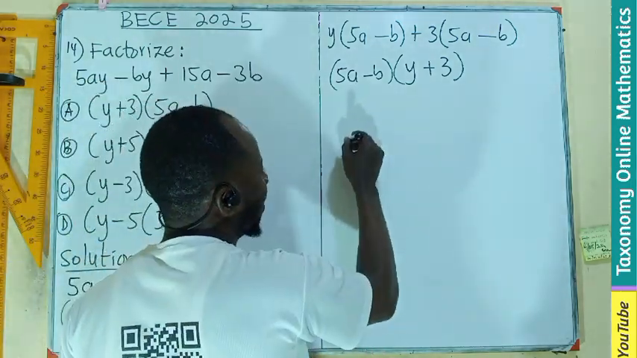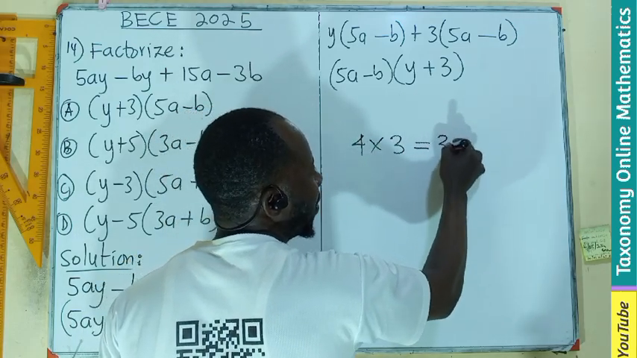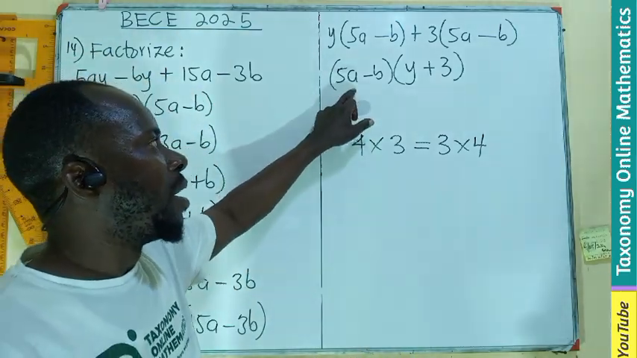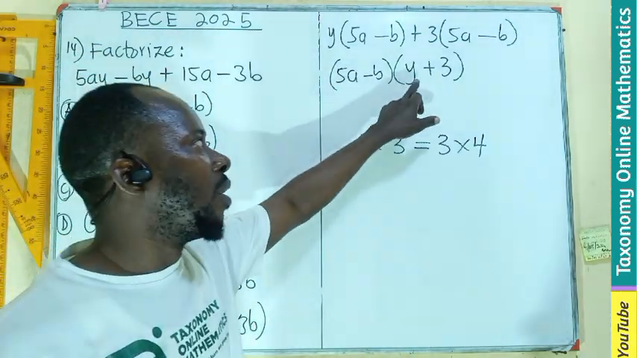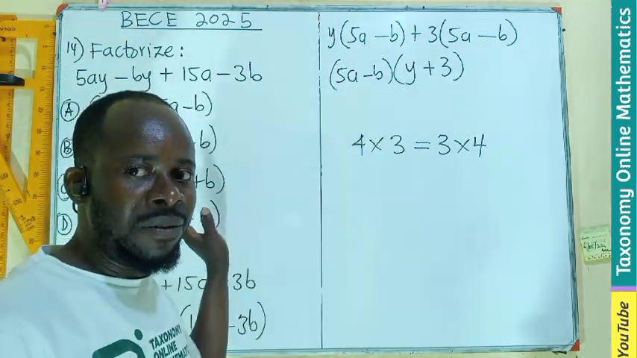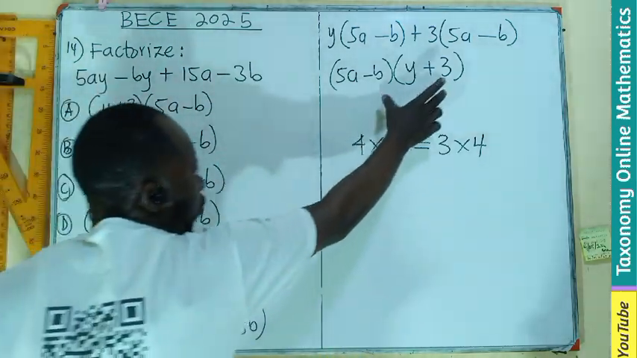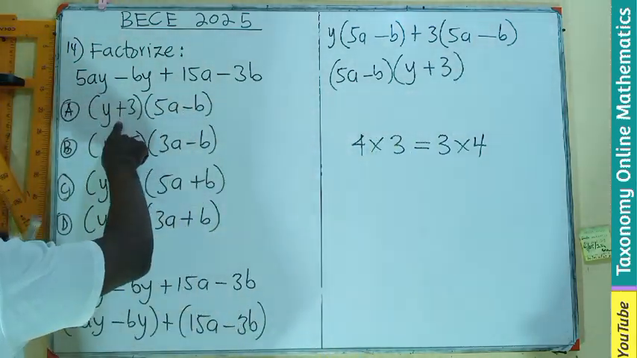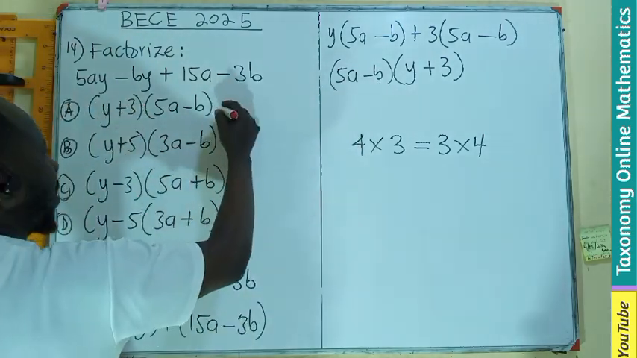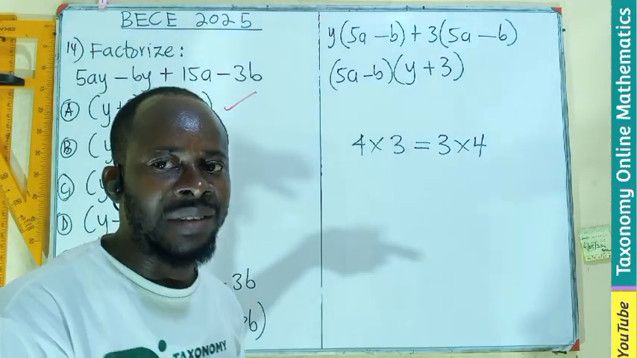But remember that if I have 4 times 3, the answer is the same as 3 times what? 4. So even though I'm having 5a minus b first before y plus 3, I am looking at the answers. The y bracket is given first before the a bracket. So let's check. I'm going to hold on to this, y plus 3, then I'm holding on to this, 5a minus b. So right away, option A becomes the right answer for this question.